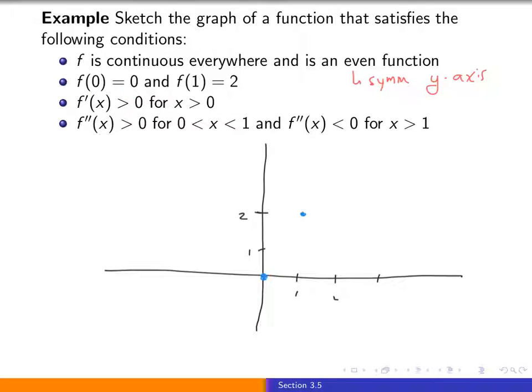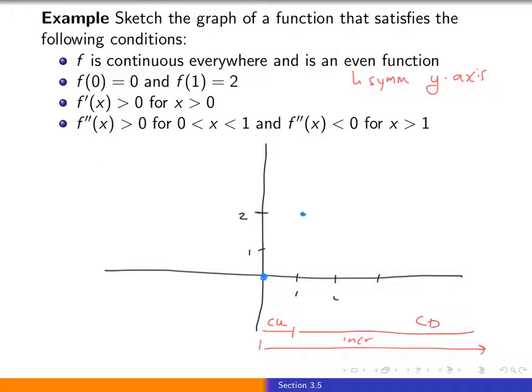So we pass through 0, 0, and 1, 2. F prime of x is positive when x is positive. So for positive x values, we are increasing. The second derivative is positive from 0 to 1. So from 0 to 1, we are concave up. The second derivative is negative to the right of 1. So to the right of 1, we are concave down.